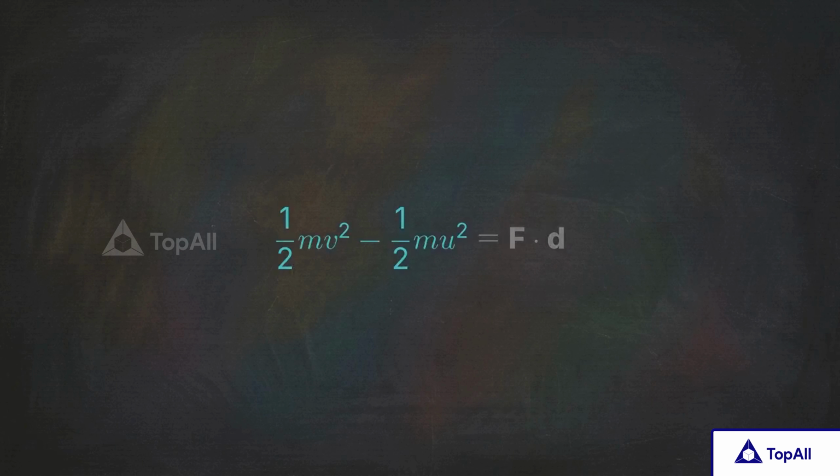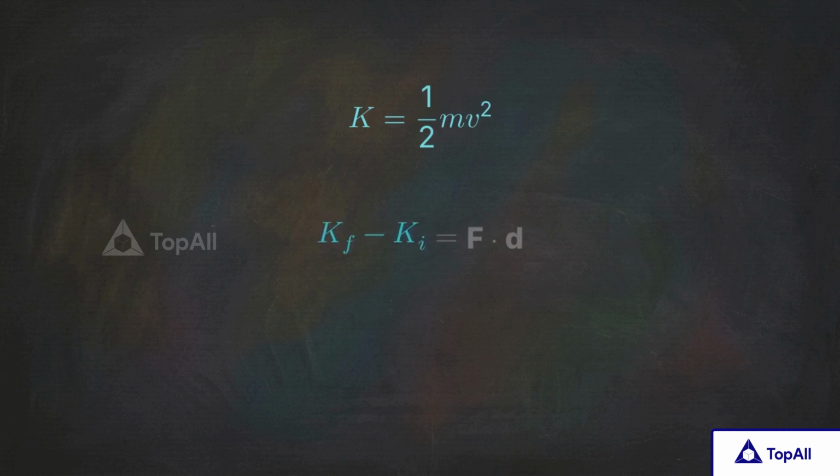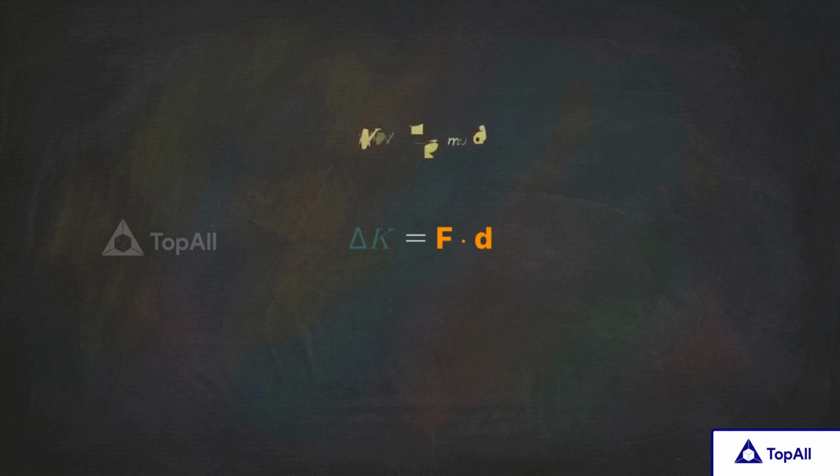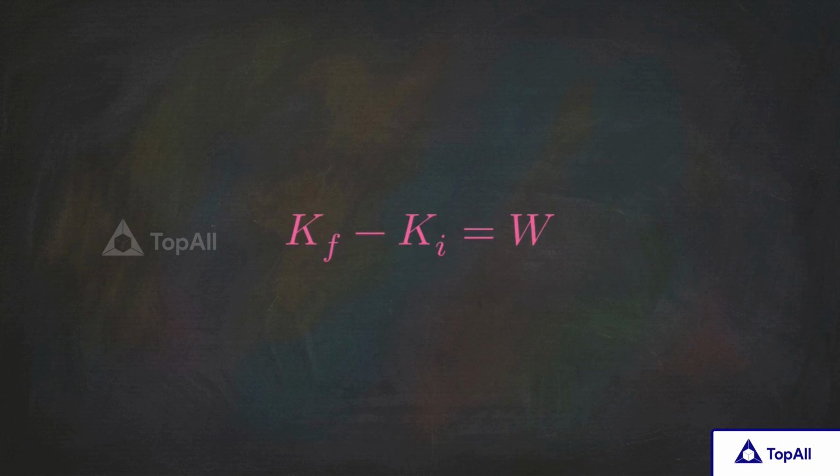The left side of this equation represents a change in state. The term 1/2 mv squared is kinetic energy, the energy an object possesses due to its motion. We denote this total change as delta K. The right side, the dot product of force and displacement, is our precise definition of work, denoted by a capital W. This leaves us with a highly efficient relation. Final kinetic energy minus initial kinetic energy equals the work done.